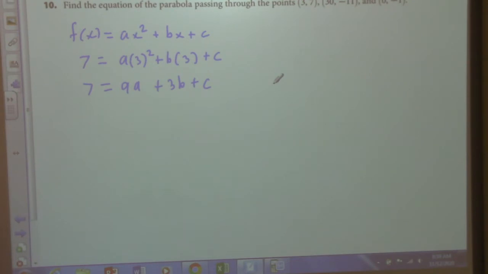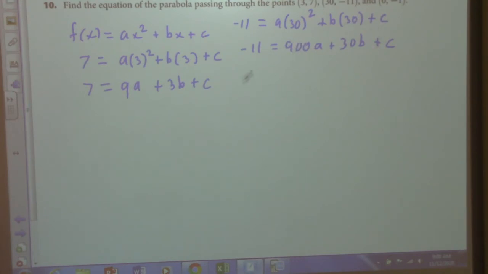The next one is, what is the next? -11 equals A times 30 squared plus B times 30 plus C. And so we have negative 11 equals 900A plus 30B plus C. Okay, so now we have two equations, but we have three unknowns.